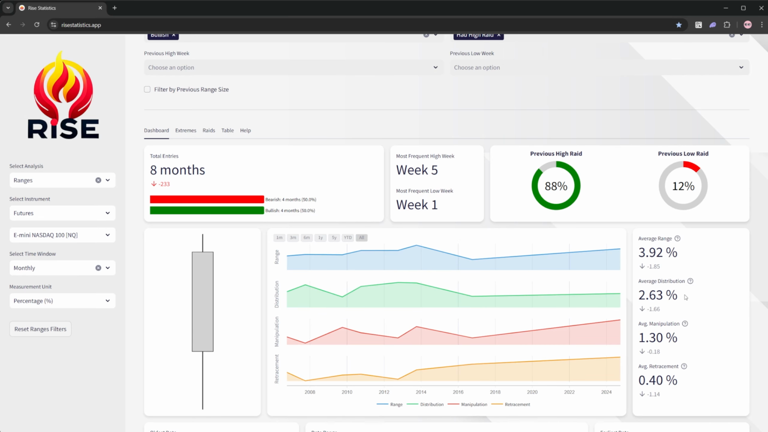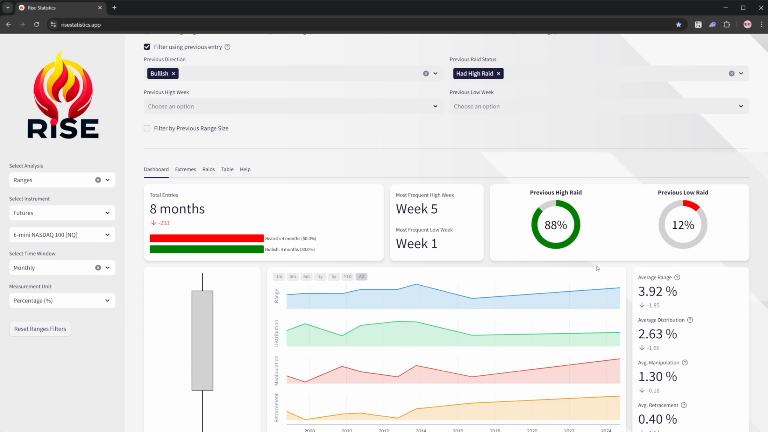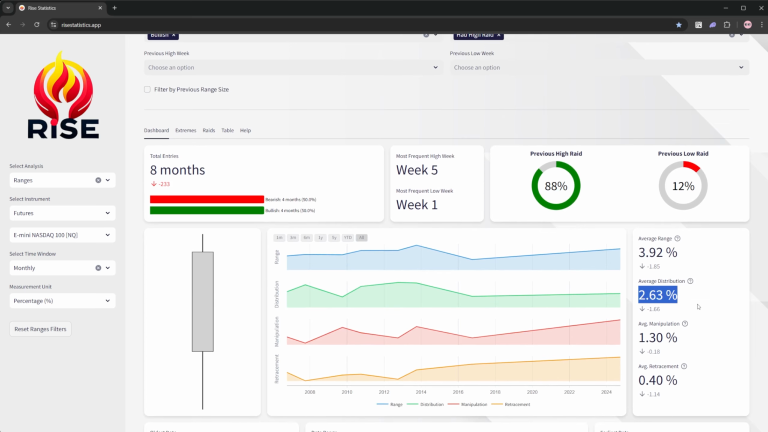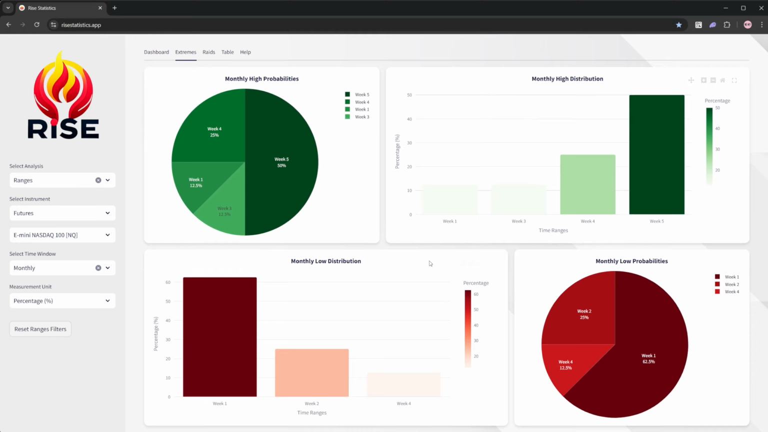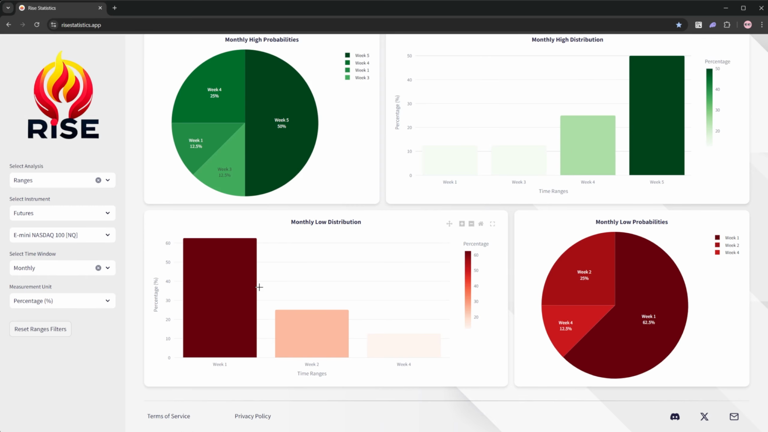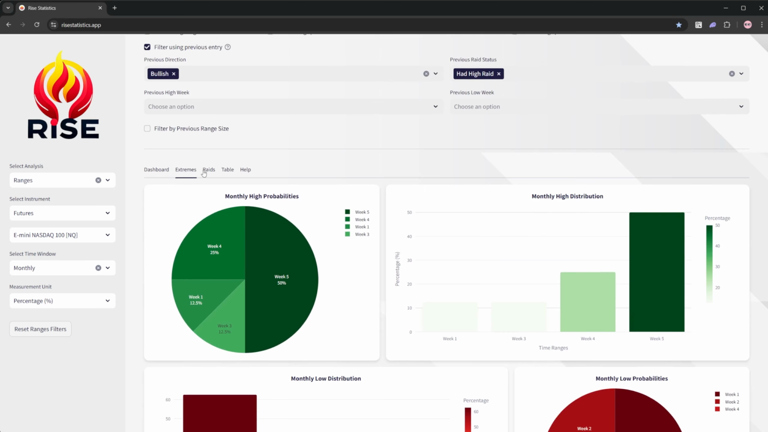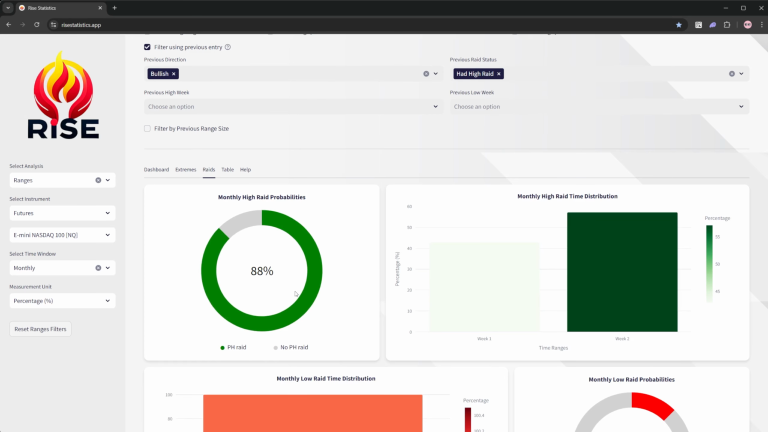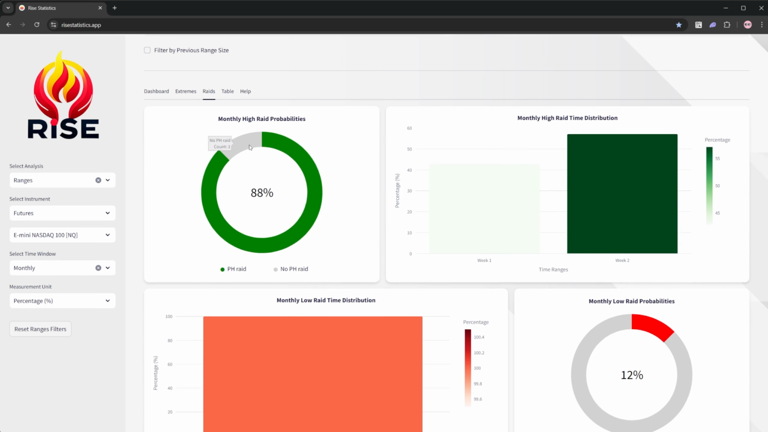But in this case, we tend to see after a bullish September, right? We tend to see October have quite a smaller range, actually pretty distributed in terms of direction. For extremes, pretty straightforward. After a bullish September, we have an overwhelming chance of seeing a classic buy month, right? Low formed during week 1, high formed during week 5. And as per raids, to be expected, we see a higher probability of reaching the monthly high.